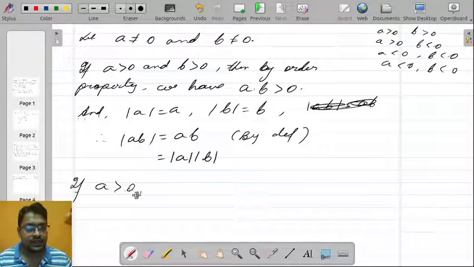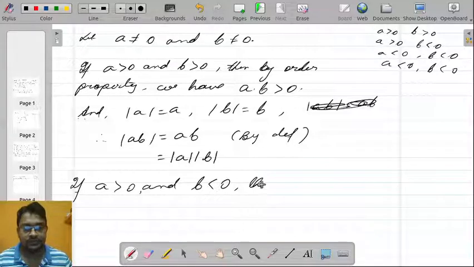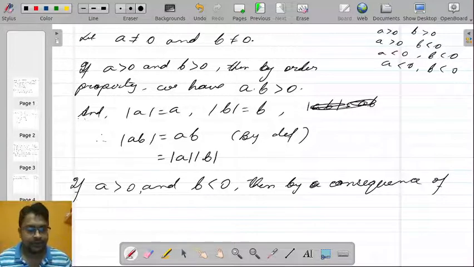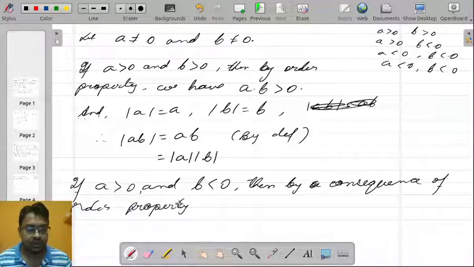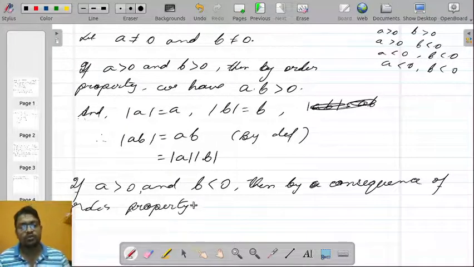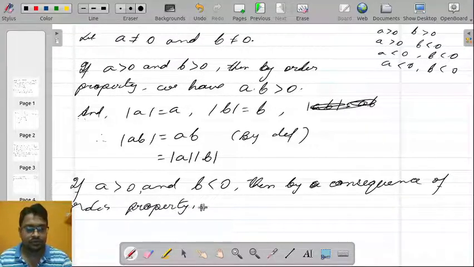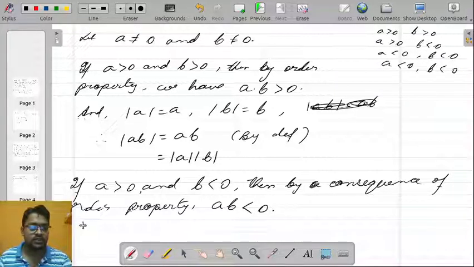If a is greater than 0 and b is less than 0, a is positive, b is negative, then by a consequence of order property. So earlier one was a direct application of order property. Here it is by a consequence of order property, means we have to go one step forward. Since b is negative, minus b is positive. So by a consequence of order property, a into b has to be negative, a into b is less than 0.